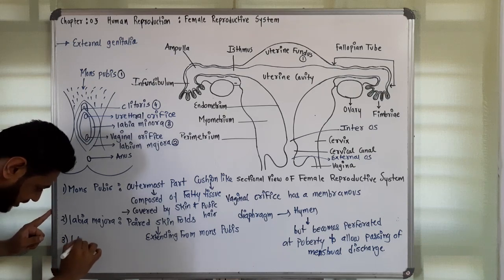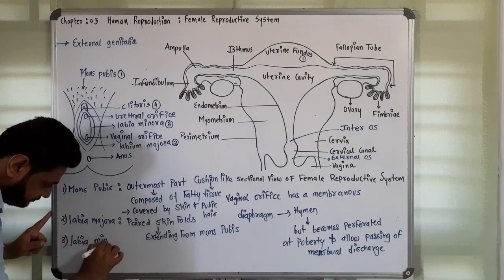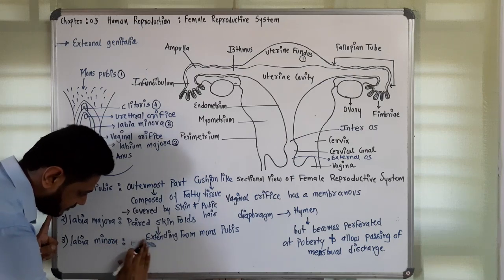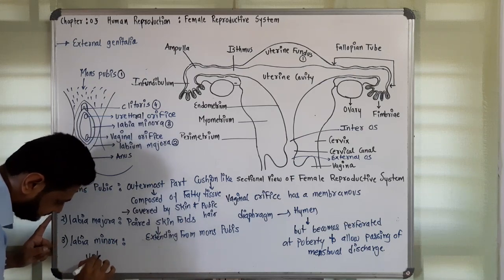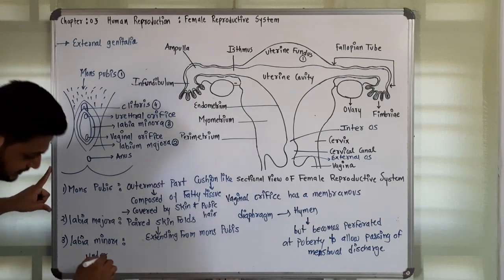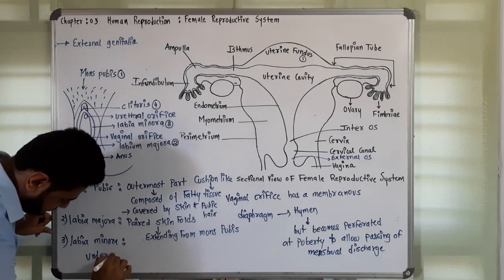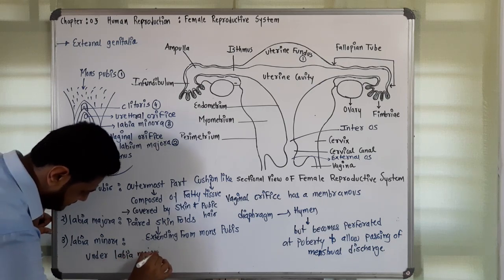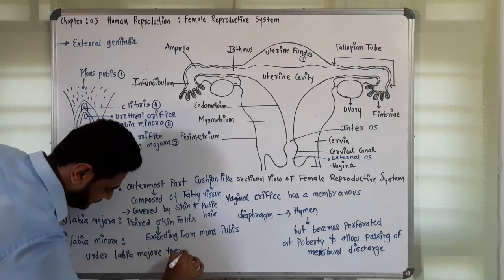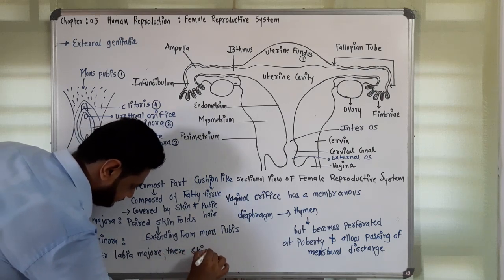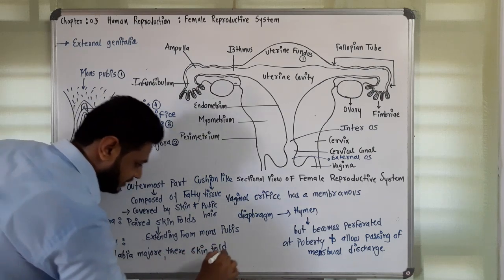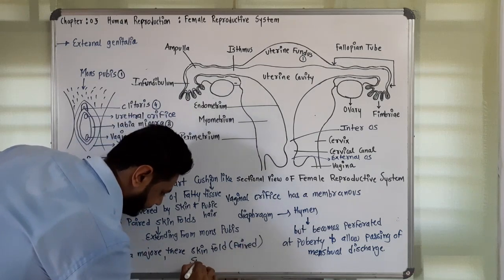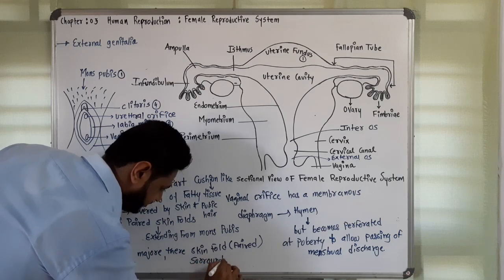called labia minora. Under the paired labia majora, there is a skin fold, that is also paired, surrounding the vaginal orifice.